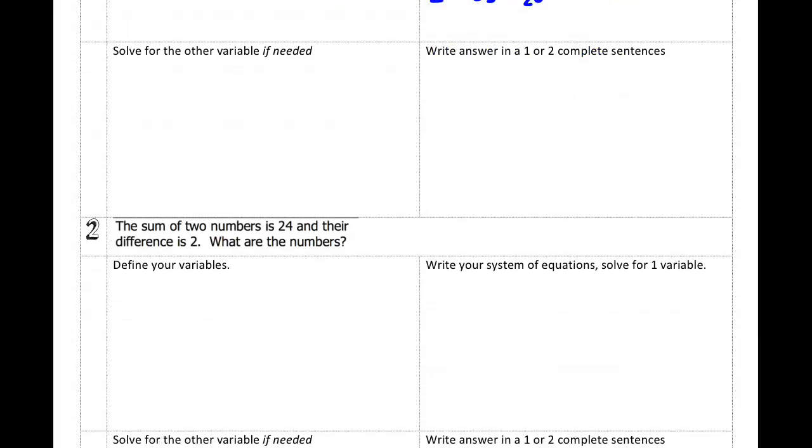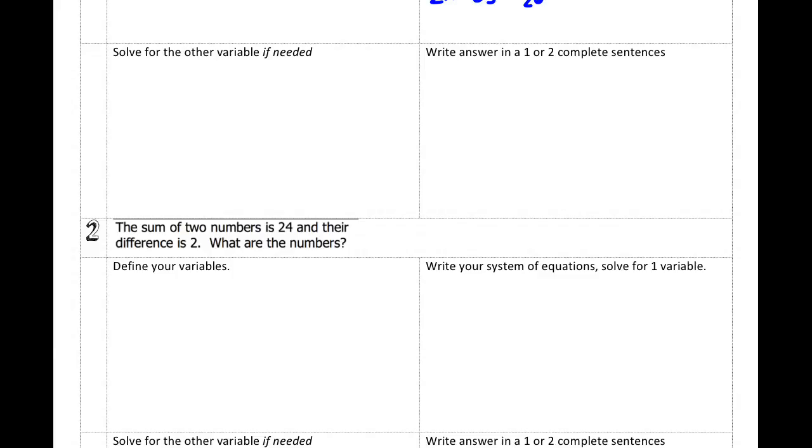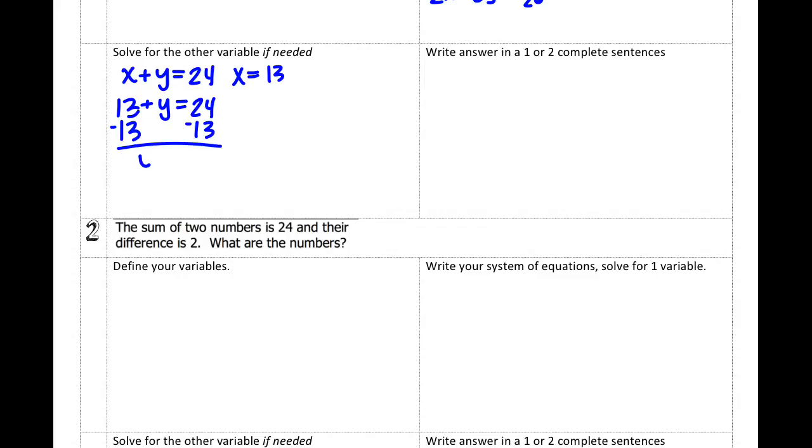I gave you some space to solve for the other variable if the problem asks you to. So what I know right now is x plus y equals 24. And I also know that x actually equals 13. So if I can plug this in, I can solve pretty easily. 13 plus y equals 24. Can subtract 13 from each side. I get y equals, well, 4 minus 3 is 1, and 2 minus 1 is 1. It means y equals 11.